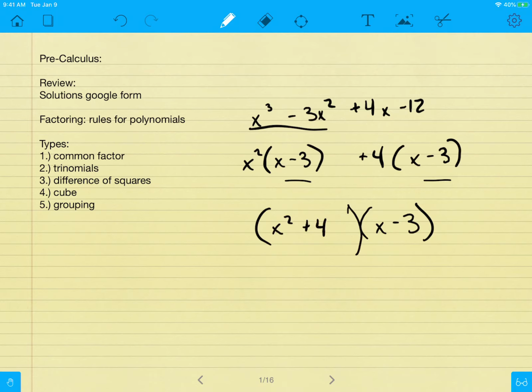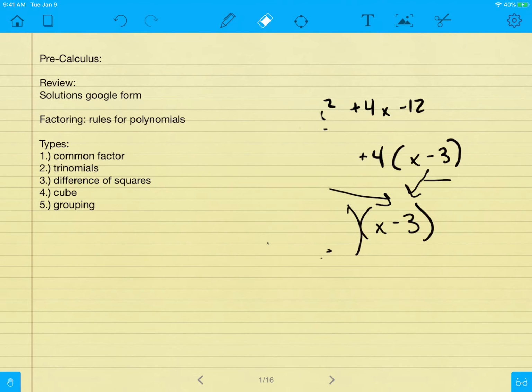And that can't go any further. It's a sum, it's not a difference, so it wouldn't go any further. But that's your final factoring. So that was the first grouping one. Again, grouping, this is the hardest part, is just recognizing that you have to pull the x minus 3 from both. And it's just one of them. You're not pulling 2. It's just one item from each. So, all right, let's go to the next problem here.